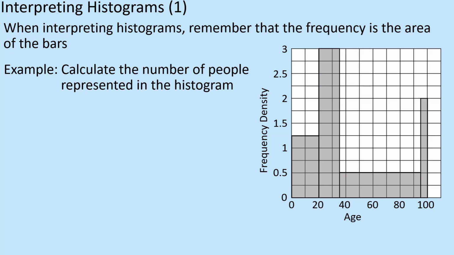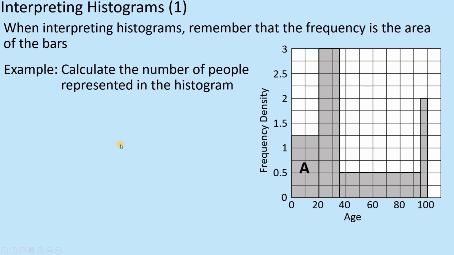When we're dealing with something like this, you've got to remember that the area of each bar represents the frequency. So if I'm looking at this histogram and trying to identify how many people are represented, I need to work out the area of all the rectangles. The only way of really doing it is to do every bar separately, and then add the whole lot together at the end. So let's break it down into its stages.